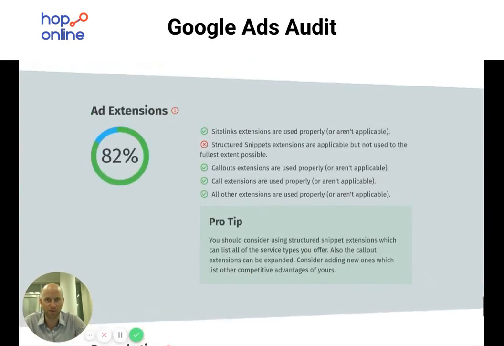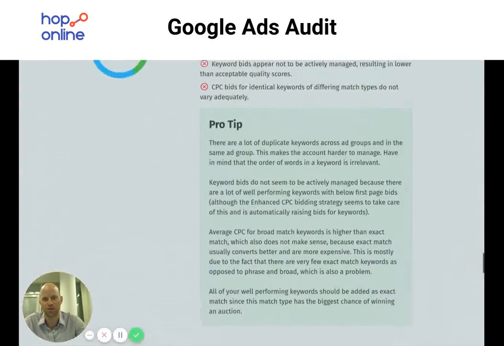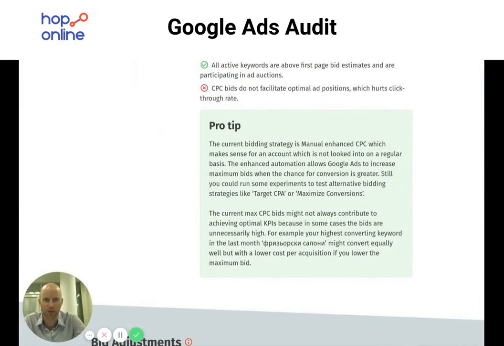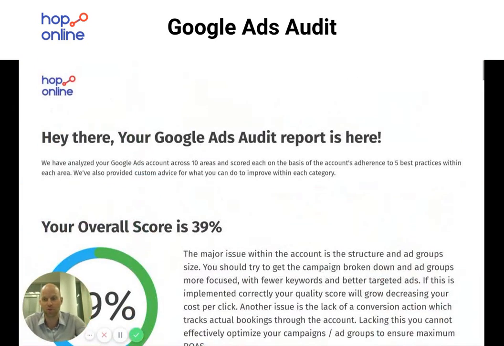And that's it. These are the 10 major categories. You see that there's 5 best practices in each category with a detailed explanation in the pro tip area. So this is what you'd be receiving with Google Ads Audit.